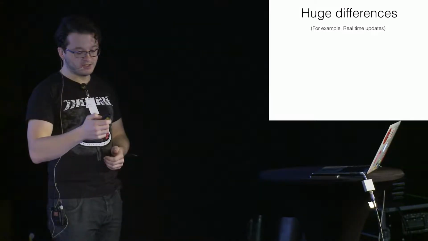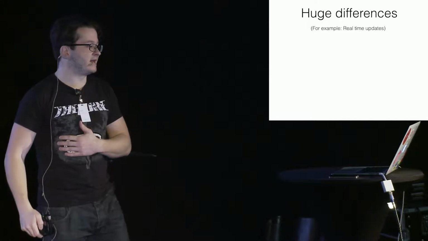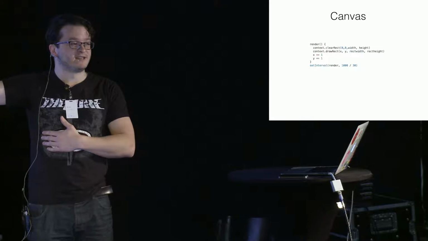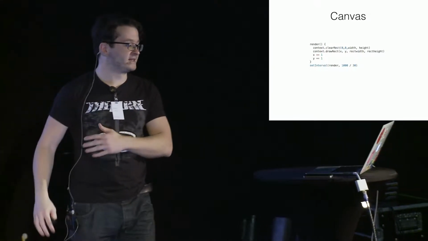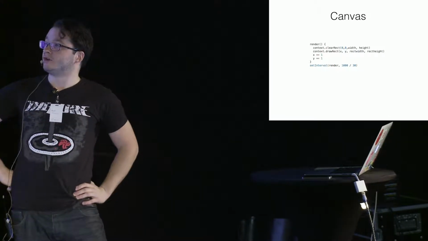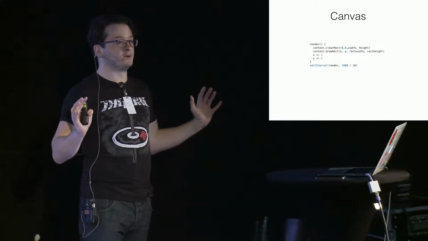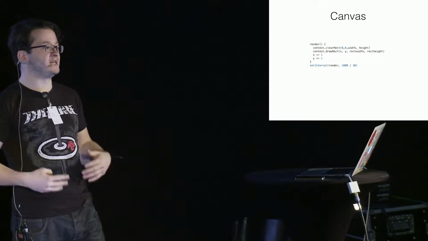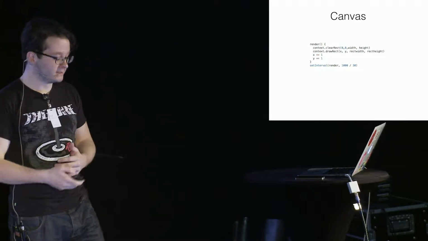The thing about all these technologies is that they're massively different. For example, if you want to do real-time updates, it looks very different in each one. In Canvas, you have a render loop of some sort. Yes, I know I'm using setInterval there and not a render loop, I don't care, it's an example. Every time through the loop, you clear the surface, draw what you want to draw, and change your model. You can do that 30 or 60 times a second, so long as your CPU or GPU can keep up.